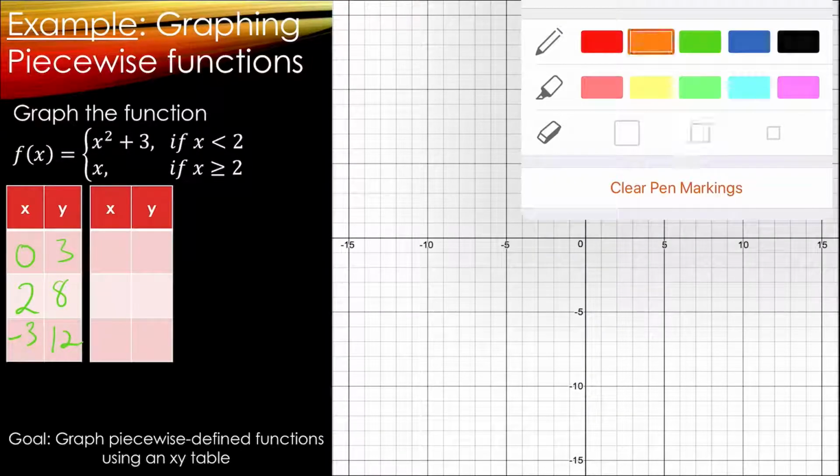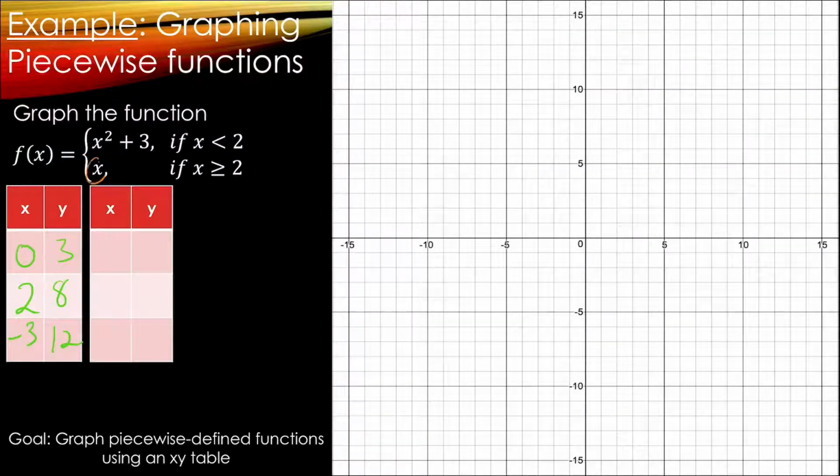Now we are going to do this next one, which is just x, which is an easy one. For x is greater than or equal to 2. So we have 2, 3, and let's just say 6. So when x is 2, y is also 2. X is 3, y is also 3. When x is 6, y is also 6. Okay, so my next step here is to plot these points.